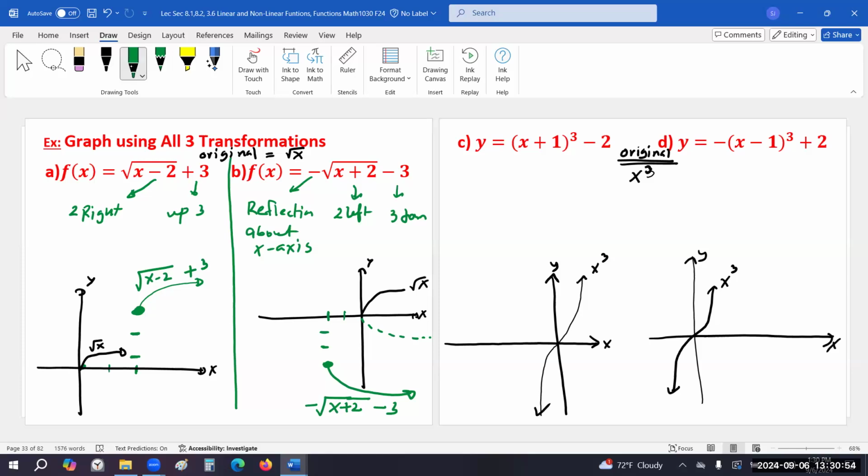Okay, so for the left one, who wants to be my volunteer? For C. There's no subtraction at the start, so plus 1 means you go 1 to the left. Perfect. Left. And then I have minus 2, so down 2. Wonderful. So no reflection, just take this original, go 1 left, 2 down.